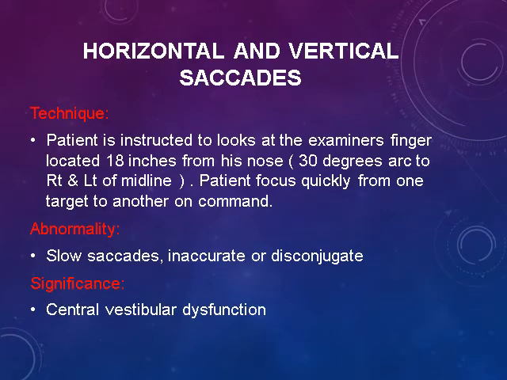Another test for assessing the oculomotor function is the saccades test, the horizontal and the vertical saccades. But this time we are assessing the quick movement of the eye, the quick eye movement from one target to another. Again, I'm using my fingers or the examiner's fingers that are located 18 inches away from the patient, and the patient is asked to follow or to focus on one target and shift to another quickly.